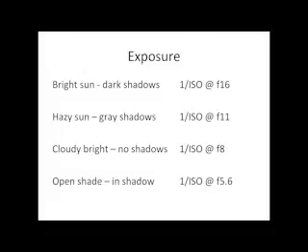If you go outside and it's got light gray shadows, a little hazy sun, we have to open it up a stop. 1 over the ISO at f11. Cloudy, bright, no shadows, kind of, ocean beach in the summertime up in San Francisco, 1 over the ISO at f8. As you notice, these apertures are getting bigger and bigger and bigger because the light outside is getting less and less and less. Brightest at bright sun, a little bit less at hazy sun, a little bit less in cloudy bright, and even more when you go into open shade, which is underneath an overhang of a building. Then we're 1 over the ISO at f5.6.